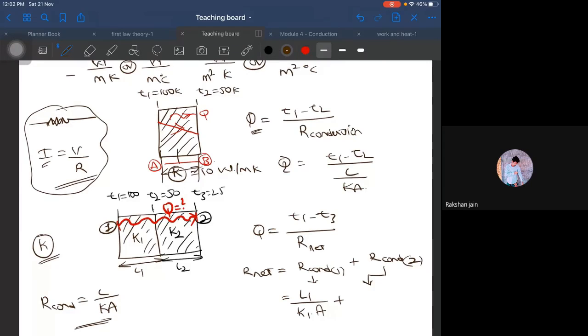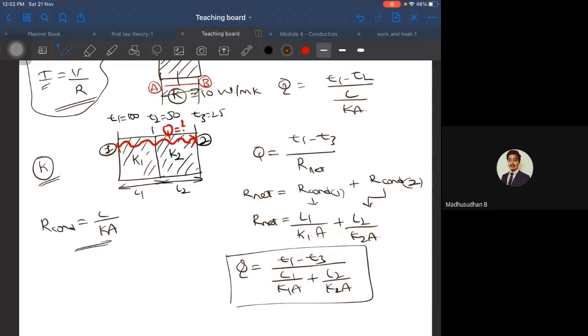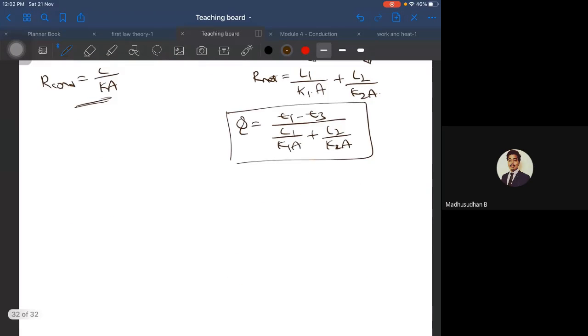L2 divided by K2 divided by K2 into A. So this is R net, right? If I want to calculate the value of K, that would be T1 minus T3 divided by L1 divided by K1A plus L2 divided by K2A, right? Okay. Continuing further.